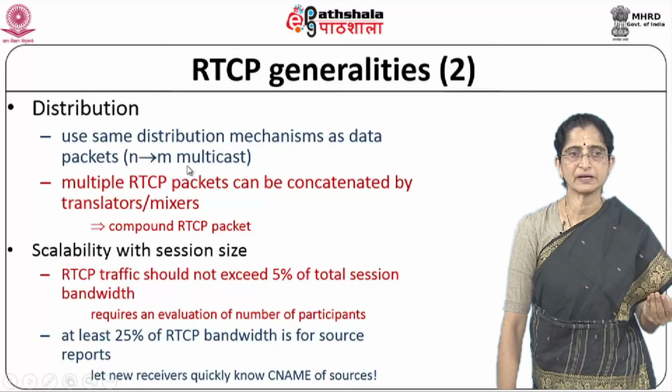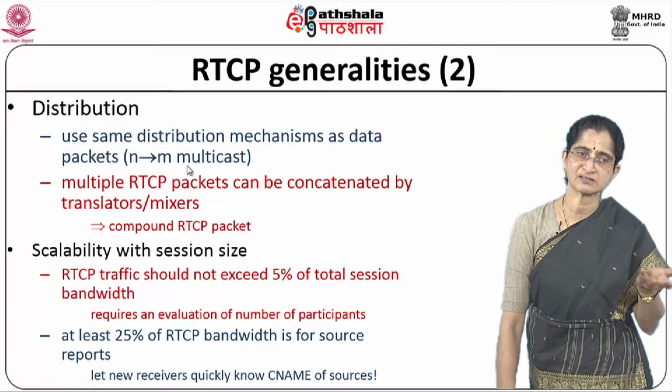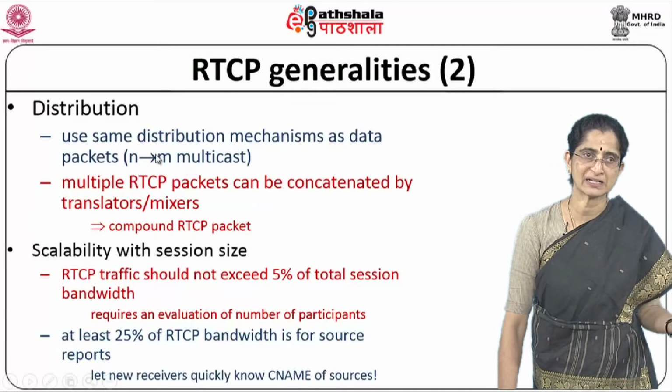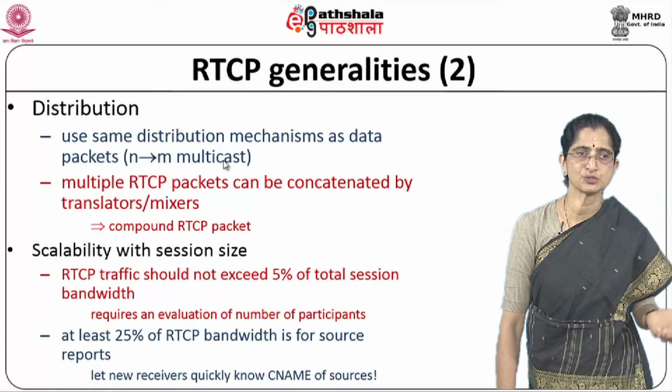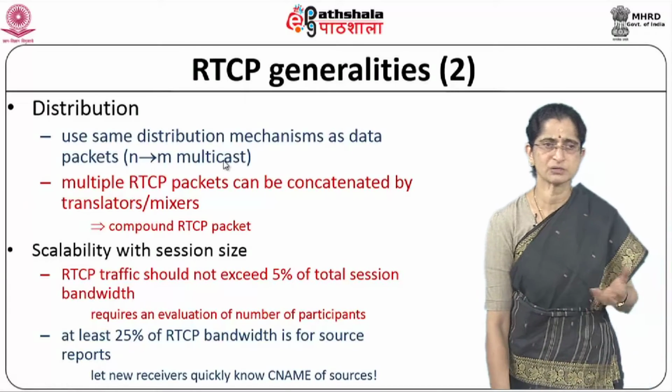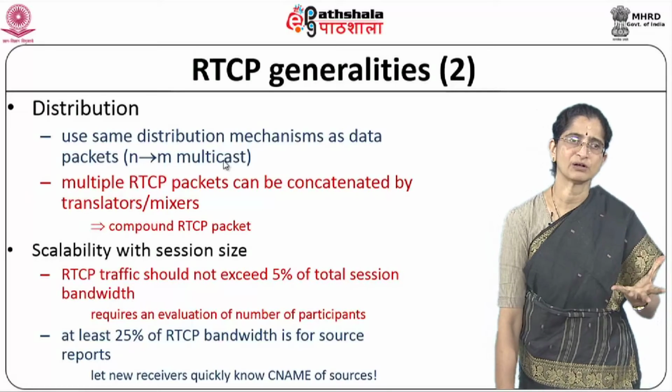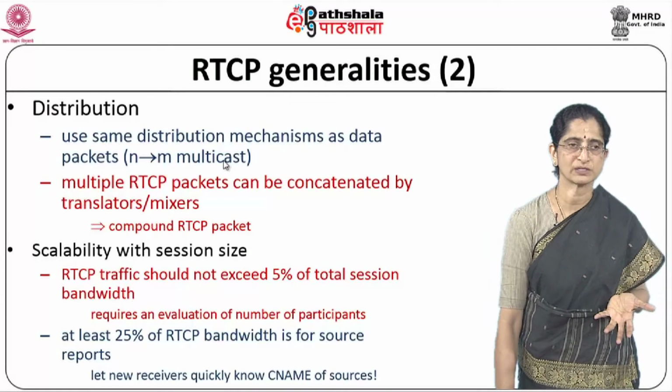Another important aspect of RTCP is that it uses the same distribution mechanism as data packets. If you talk of RTP data packets, RTP supports unicast and multicast. Typically an end-to-end multicast is supported in RTP. So, that same mechanism of end-to-end multicast is what is used by RTCP also, because after all it also has to send all the information to all the members who are there in that particular group.